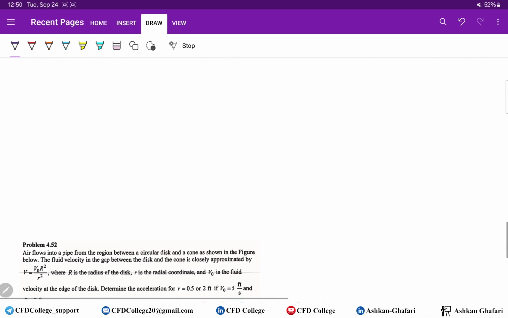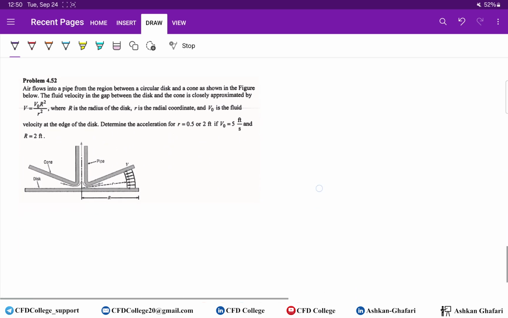Let's jump to the last problem in this tutorial, problem number 52. Here, as you can see, we have an opposite situation. The flow comes from the outer edge and moves toward this pipe, so it's in the opposite direction. We have airflow into a pipe from a region between a circular disc and a cone.